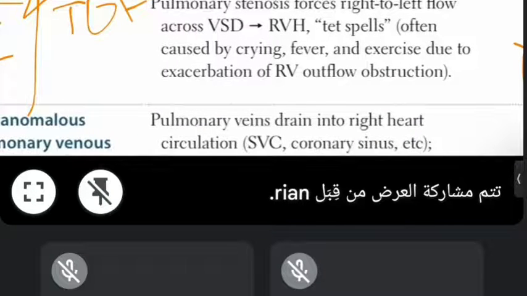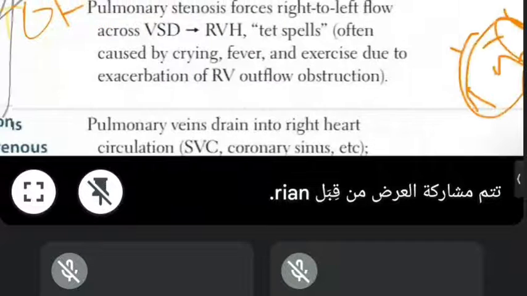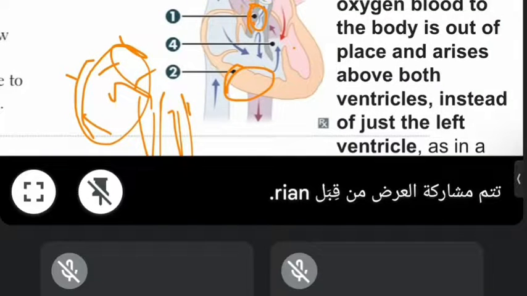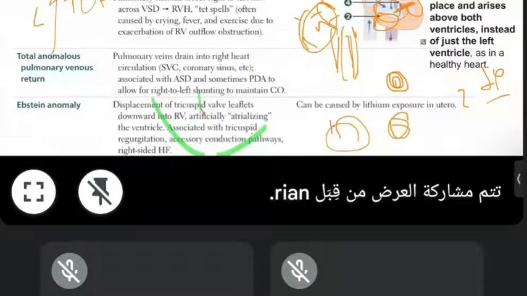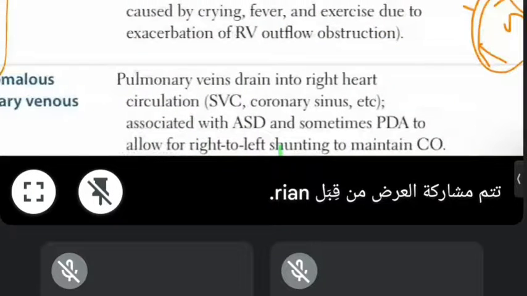Now the last thing is they have a ventricular septal defect. They have a defect in the septum between the ventricles. So here you have the ventricles, and you have a defect between these ventricles. Ventricular septal defect. Now, pulmonary stenosis forces the right-to-left flow across the ventricular septal defect. You can understand that.